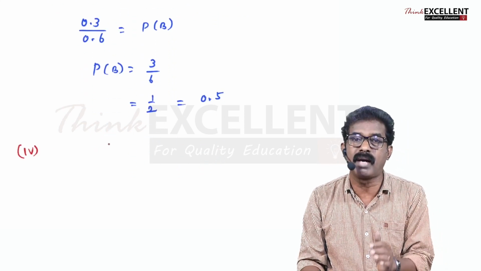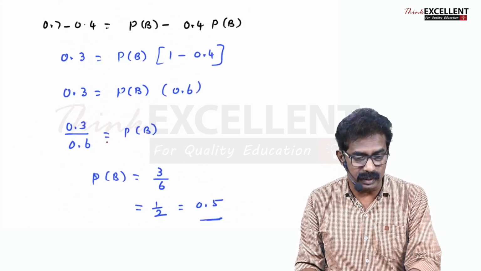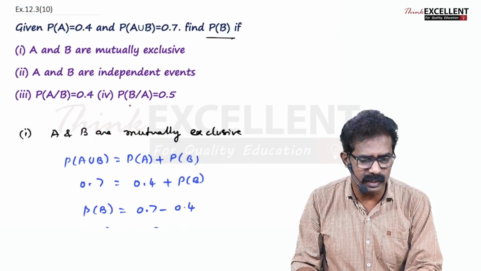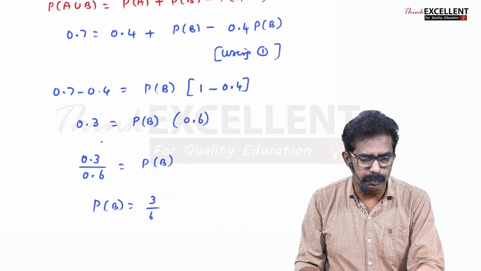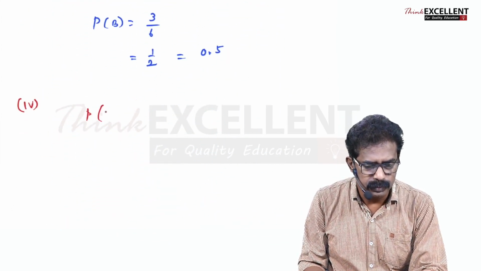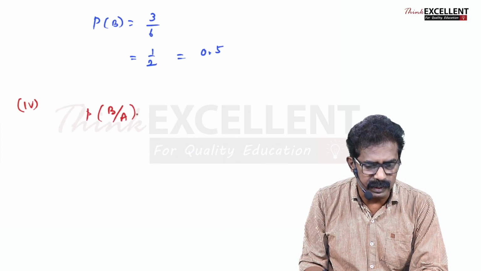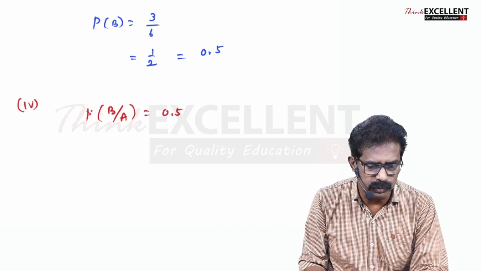Now let's move on to the fourth subdivision. Here also you have to find P of B, but under a different condition. What's the condition in this case? P of B given A is 0.5. Please listen how to do this.